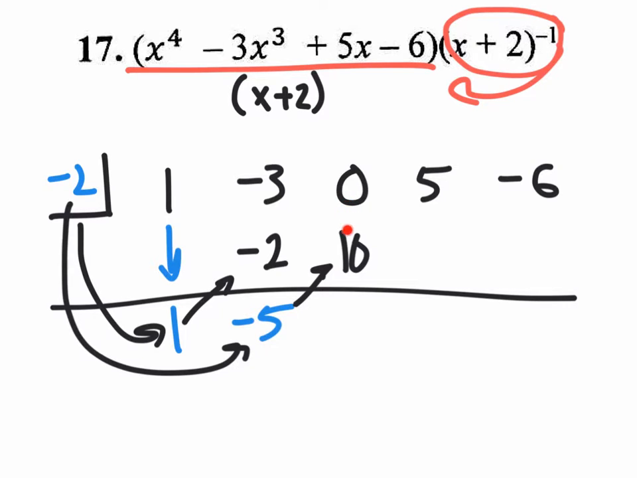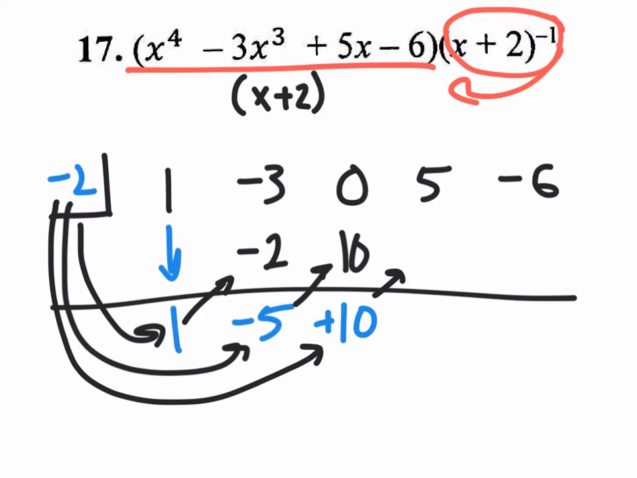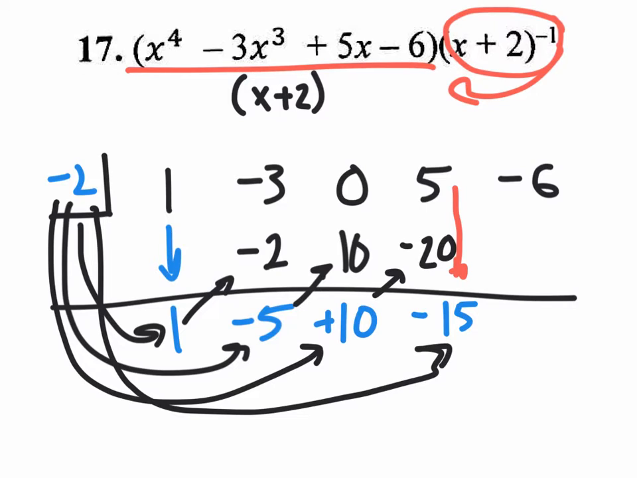And as we come down, 0 plus 10 is 10. You can put a plus sign in front just so you remember that's positive. And then if you multiply negative 2 times 10, what do we get? Negative 20. And as we combine the 5 and the negative 20, what do we get? Negative 15. And last but not least, negative 2 times negative 15, positive 30. Okay? And when I combine this last one, this is my remainder.